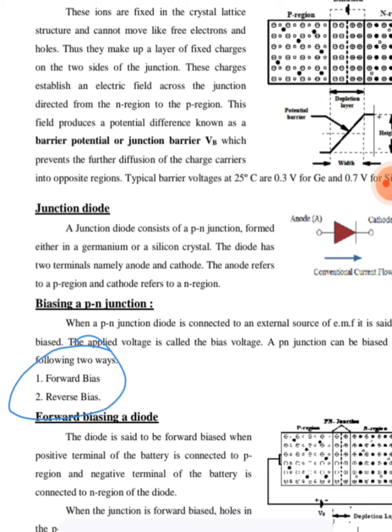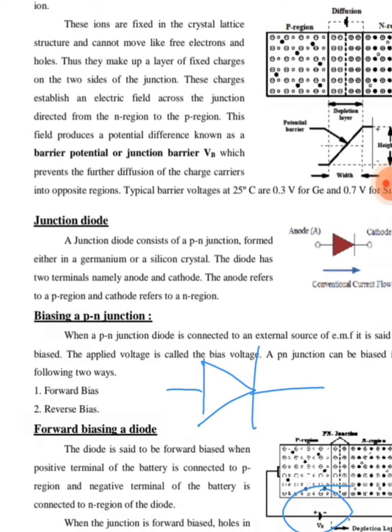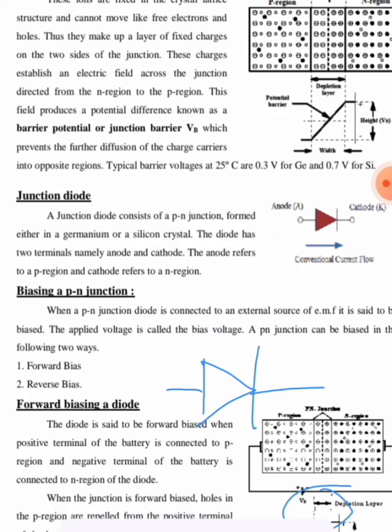Now let us see what exactly is the meaning of forward biasing of a diode. A diode is a device which contains one P region and one N region. If the P region is connected to the positive terminal of the battery and the N region is connected to the negative terminal of the battery, then that type of biasing is called forward biasing. If I consider the symbol of a diode, this is the P side and this is the N side.